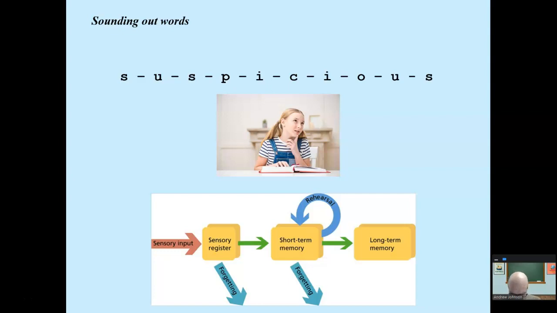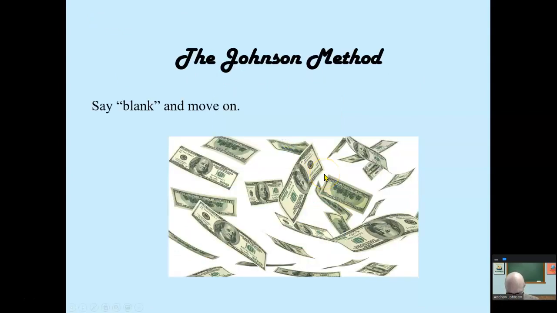So here's my super duper, super special, super secret reading strategy. I told Josie to say blank and keep moving on. There you go. I could call this the Johnson method. I could create a specialized reading program and charge teachers and tutors lots of money to take my classes. They'd all get certified with the Johnson method.